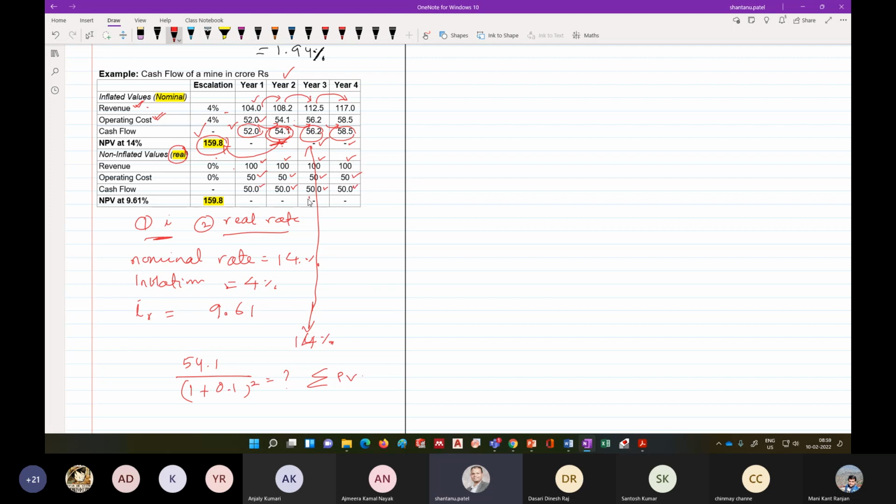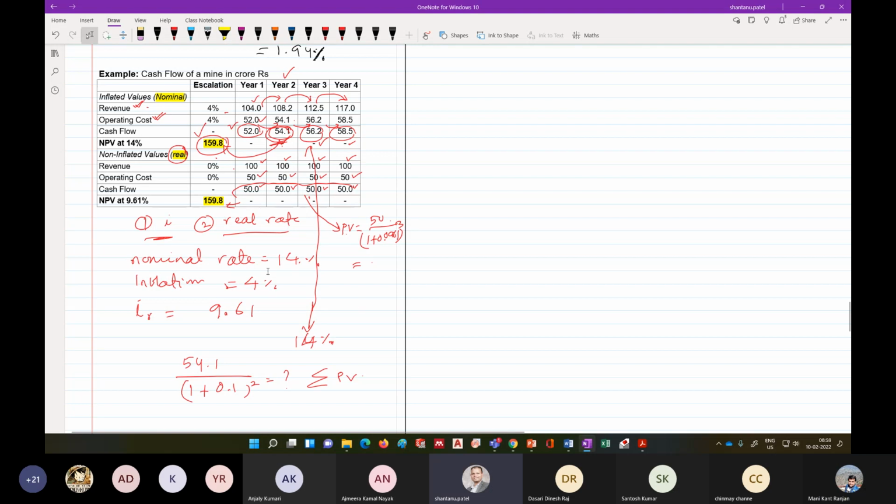If you calculate the present value of all these, let's say for this one here, PV equal to 50 divided by 1 plus 0.0961 to the power 3. Whatever this value comes, if you add it all up, you'll get the same value. Is this clear? Anybody? Yes, sir.